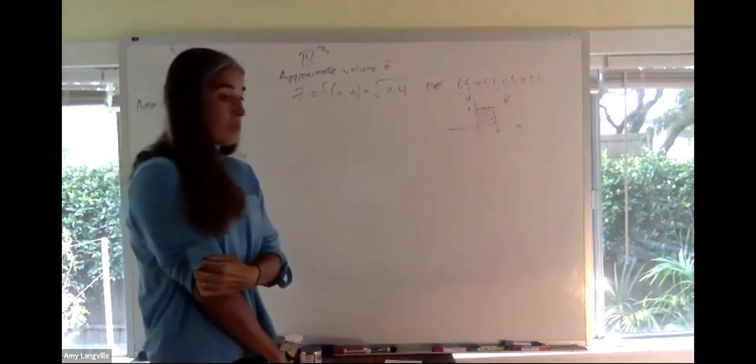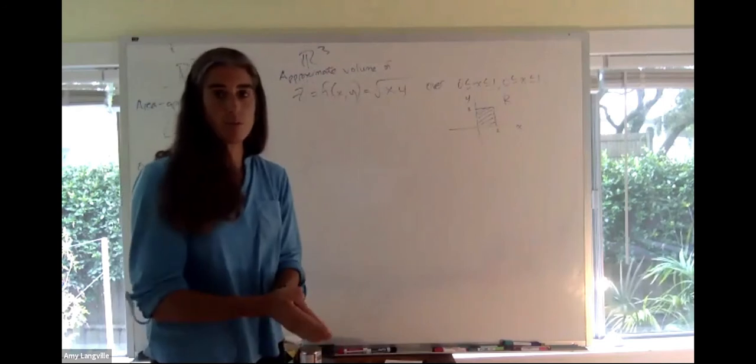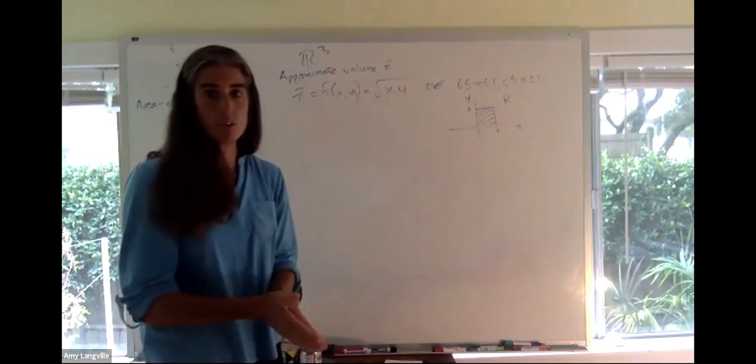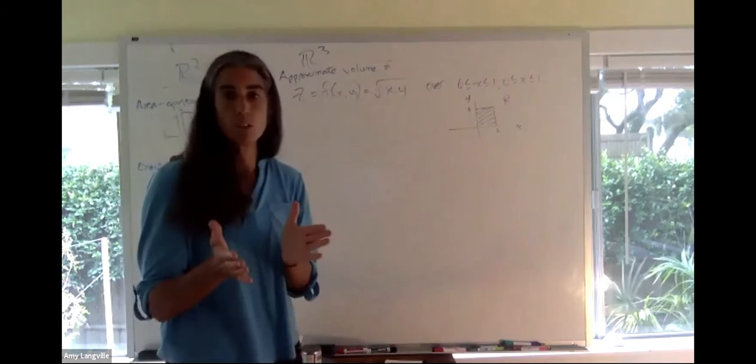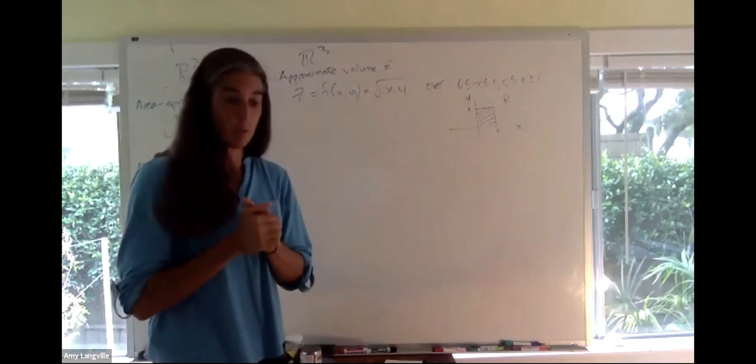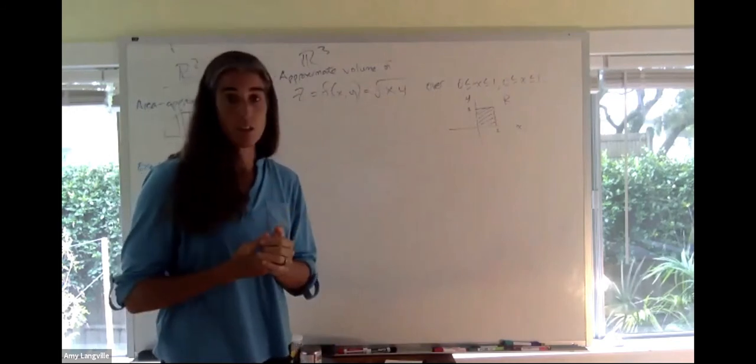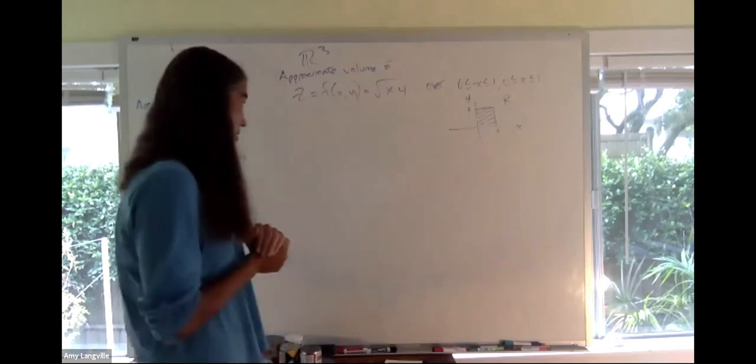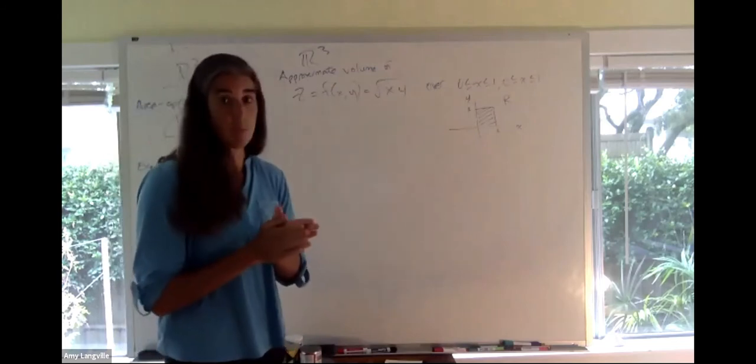Okay, and so the idea with approximate volume, the very first methods for doing this was, if you read Novella 3, Kepler, who was the Kepler of the planetary laws of planetary motion. Same guy, he was also really interested in math.